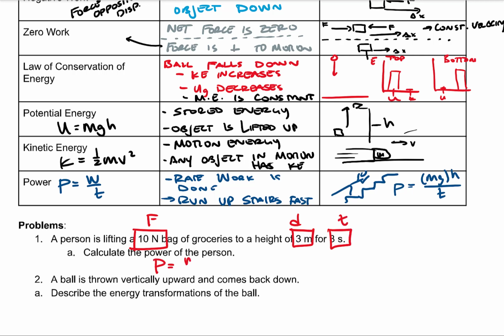If I want power, I know that it's work over time. But I also know that work is force times distance. So if I put those two things together, power is force times distance over time. We got 10 newtons times 3 meters divided by 3 seconds, giving me 10 watts for the power.